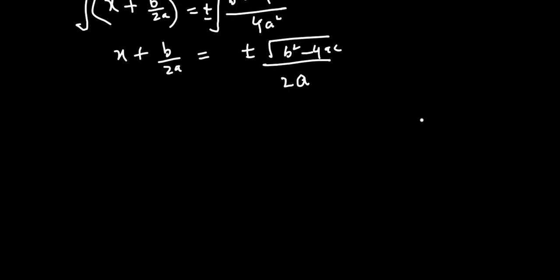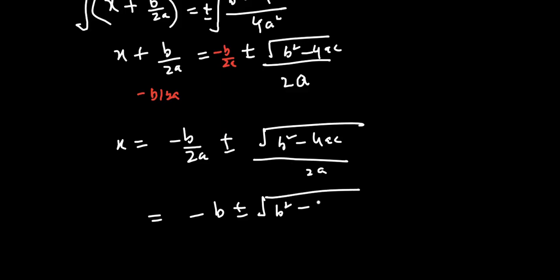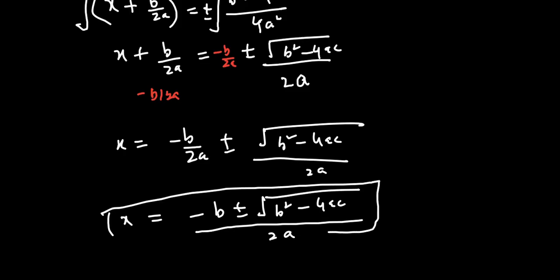So now we subtract b by 2a on both sides. So this is minus b by 2a here and minus b by 2a here. So we have now found x, which is minus b by 2a plus minus square root of b square minus 4ac whole divided by 2a. Since the denominator is the same, you can write this as minus b plus minus square root of b square minus 4ac whole divided by 2a, and this we call the quadratic formula.